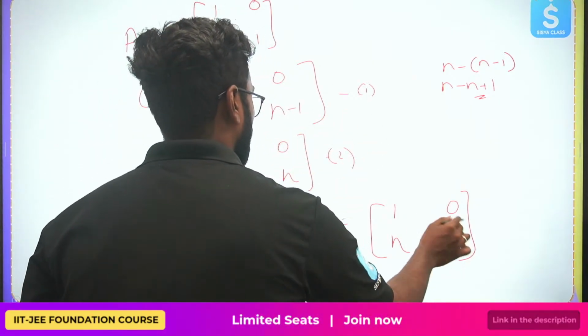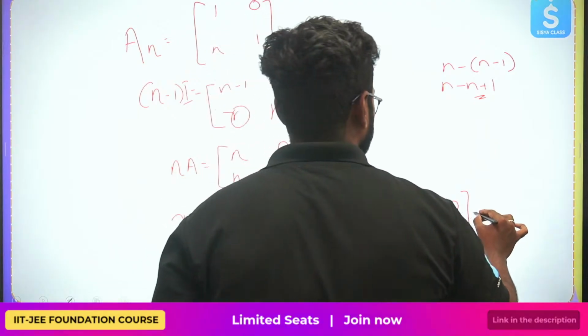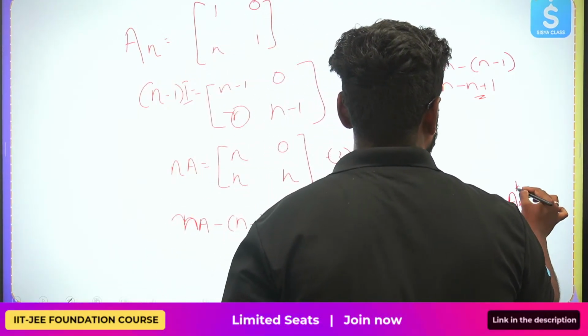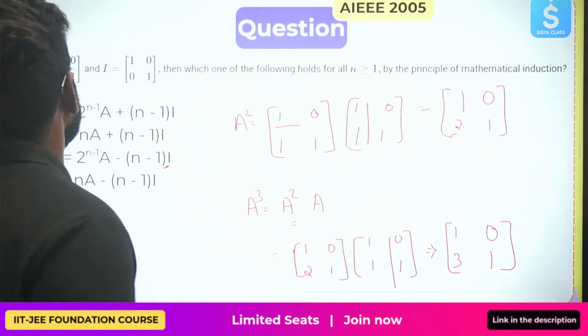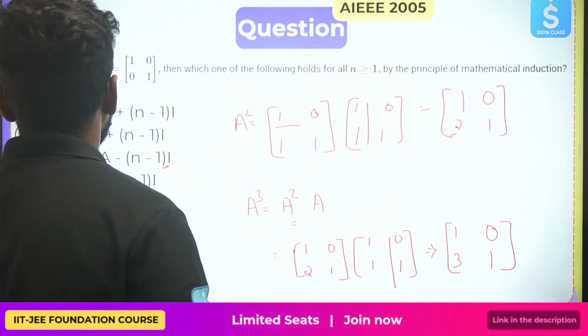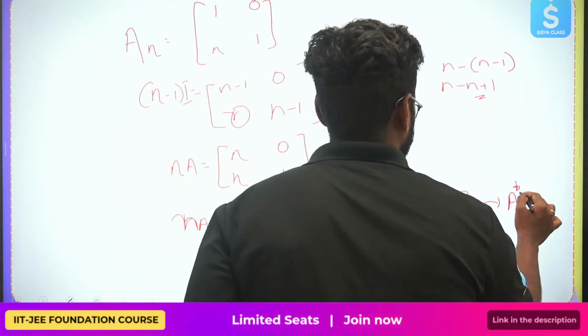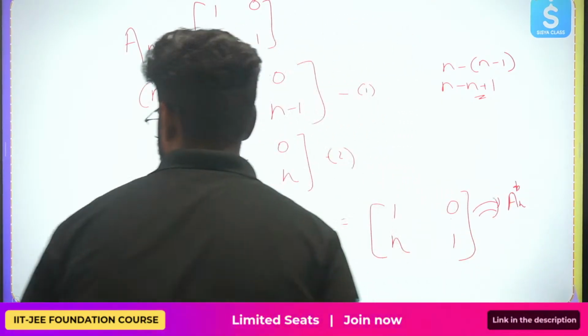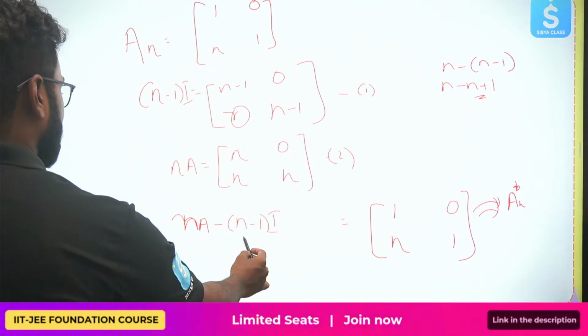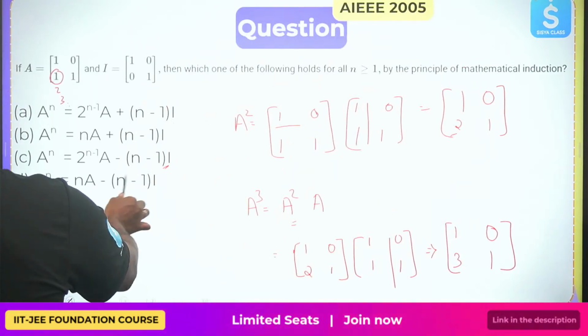So that will become 1. If you say this, this is in the form of a power n. A power n, a power n. Right, this is in the form of a power n. So that's nothing but our form, a power n. So a power n is equal to na minus (n minus 1) into I. This is what we have gotten.